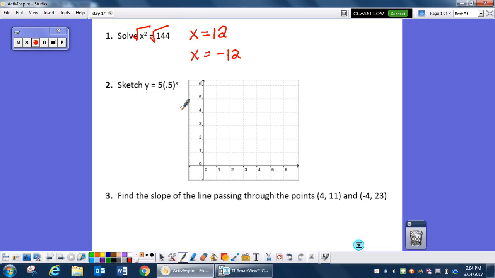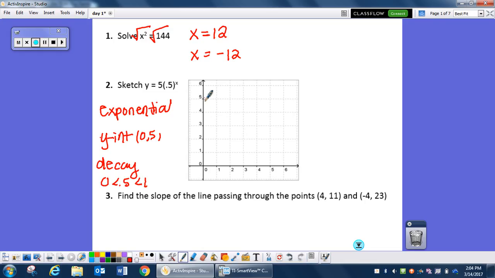So number 2, you had to sketch. This is exponential. We've talked about those, and you'll see them on your final. So exponential, the y-intercept is 0, 5, so I would be checking to make sure you started there. And it's decay because the 0.5 is between 0 and 1. Okay? So I would check your y-intercept, and then I would check to make sure that you decayed.